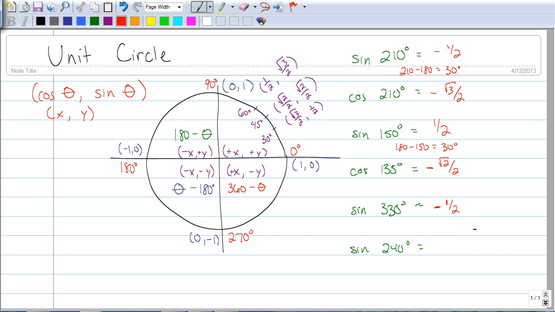Why don't you try the sine of 240 on your own? Take a minute to do that. If you need to, hit pause and hit play when you're ready to check to see if you got it right.